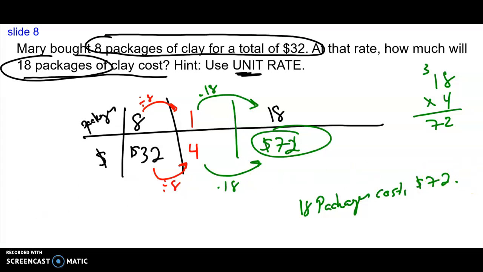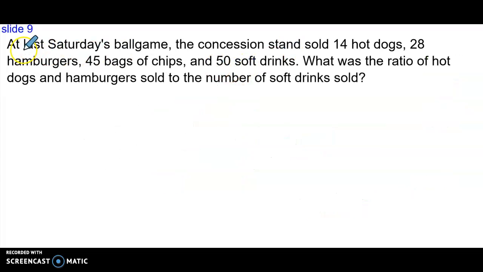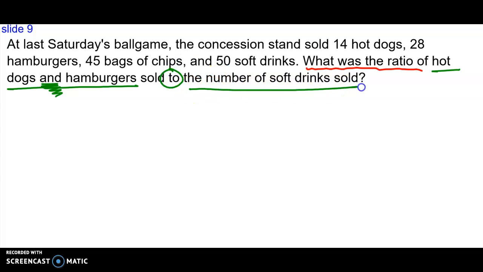All right, slide 9. At last Saturday's ball game, the concession stand sold 14 hot dogs, 28 hamburgers, 45 bags of chips, and 50 soft drinks. What was the ratio of hot dogs and hamburgers sold to the number of soft drinks sold? Now look at that question. What was the ratio of? That tells me it's going to be a fraction. A fraction of what? Of hot dogs and hamburgers sold to the number of soft drinks sold.